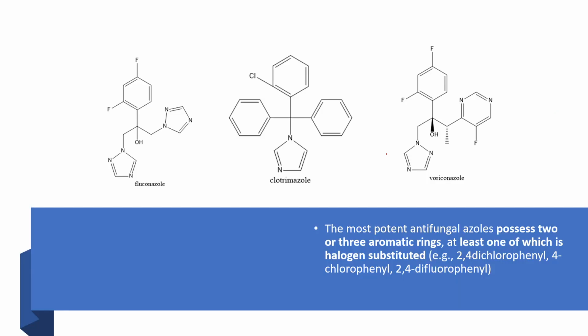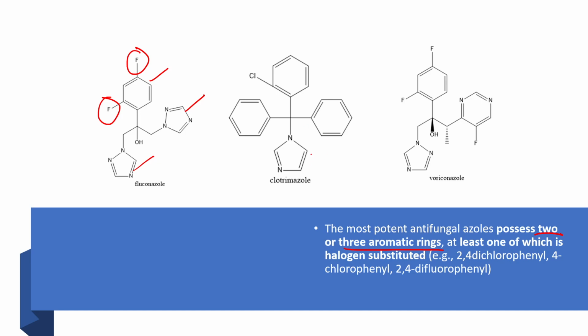So first, our first SAR is the most potent antifungal azoles possess 2 or 3 aromatic rings, with at least one of which is halogen substituted. So let's have fluconazole: 1 aromatic ring, 2 aromatic rings, 3 aromatic rings, and one of them is halogen substituted. Take for example this ring, it is substituted with fluorine twice.